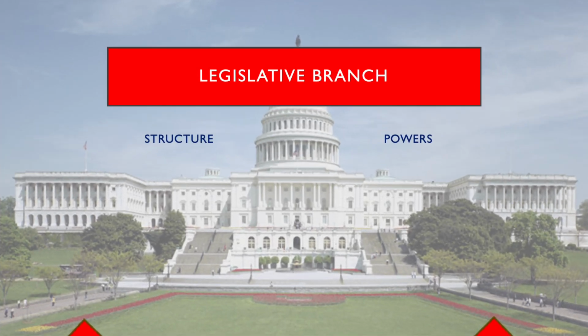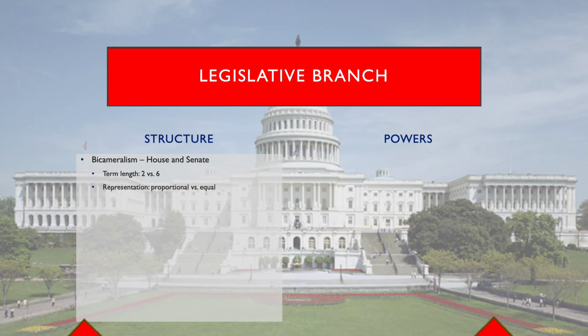So we all know the structure of Congress, right? It's a bicameral legislature with the House and the Senate. In the House, you have 2-year terms versus 6-year terms in the Senate, and representation is proportional in the House, but it is equal in the Senate, with each state getting 2 senators. You also have to be older to be elected to the Senate, but that's less interesting for the purposes of policy making.